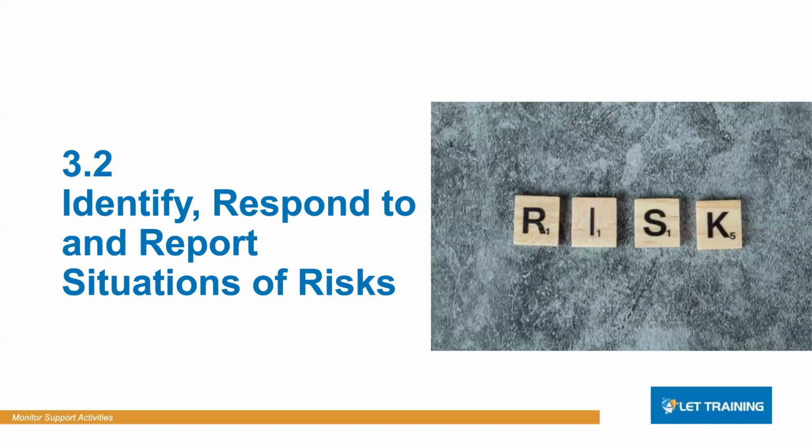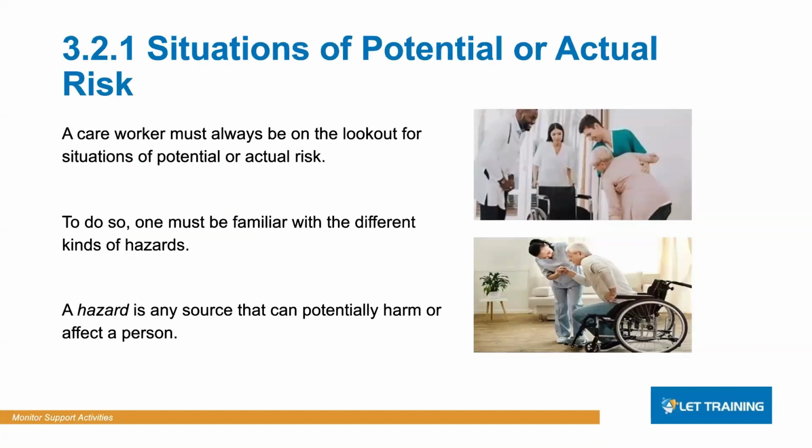Identify, respond to and report situations of risk. So risk is the likelihood that something will harm or affect a person's safety and well-being. Situations of potential risk are instances where there is a possibility that a person will be exposed to harm. Situations of actual risk are instances when there is a confirmed possibility. A care worker must always be on the lookout for situations of potential or actual risk. To do so, one must be familiar with the different kinds of hazards. A hazard is any source that can potentially harm or affect a person.